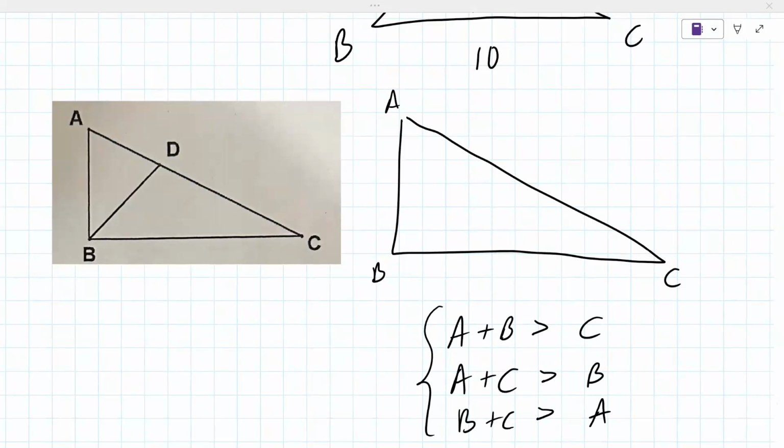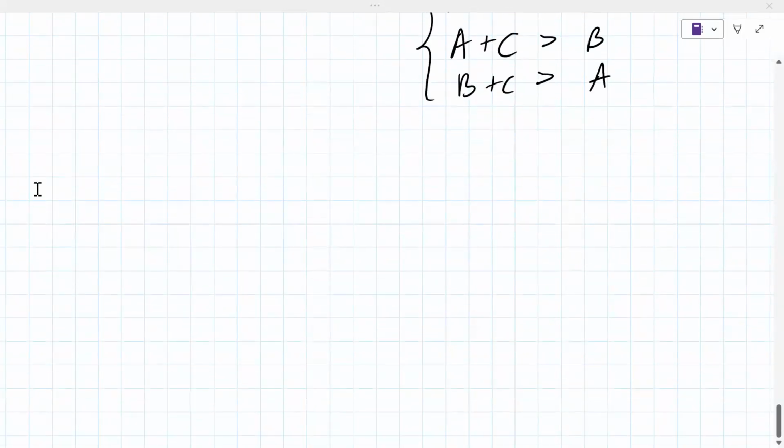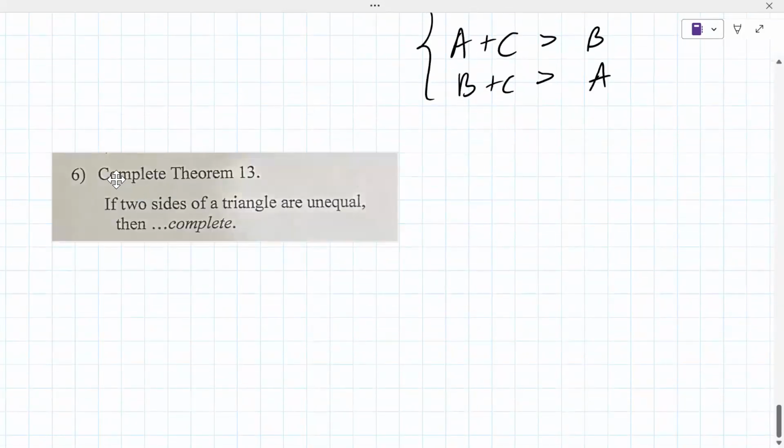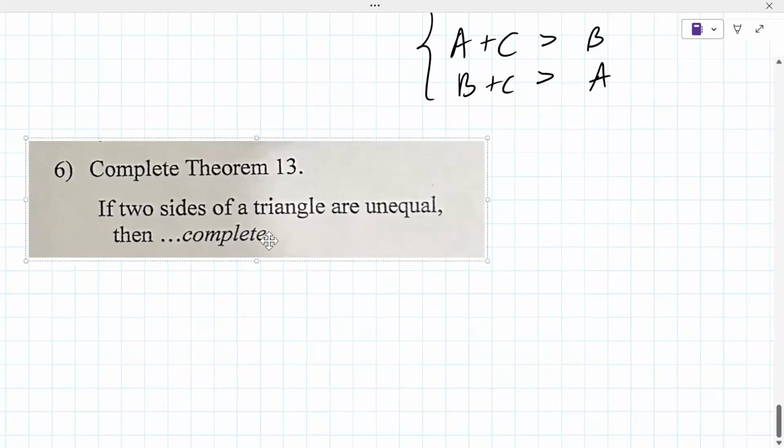All right, so number 6, we might need to look at your book. I'm tempted to say that if the sides are unequal, then the angles are unequal.